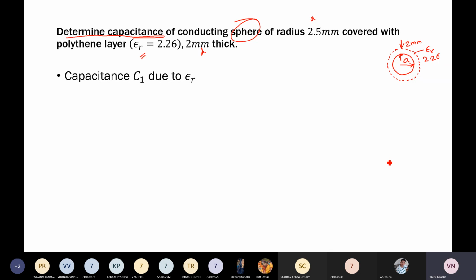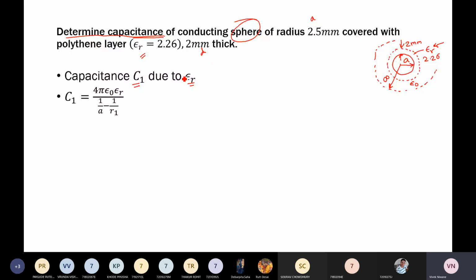Extremely sorry. So whatever geometry is formed here, we do have one capacitance due to this epsilon r, and there will be another capacitor with b equal to infinity, with a relative permittivity of epsilon 0. So find the capacitance C1 due to epsilon r, given epsilon r.